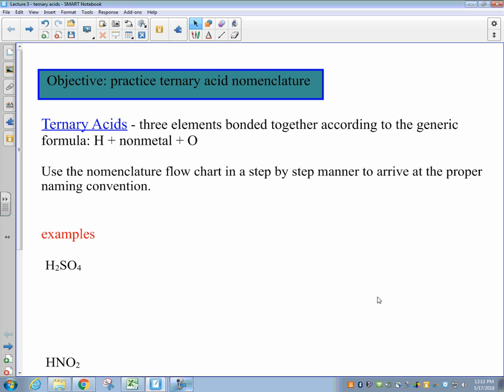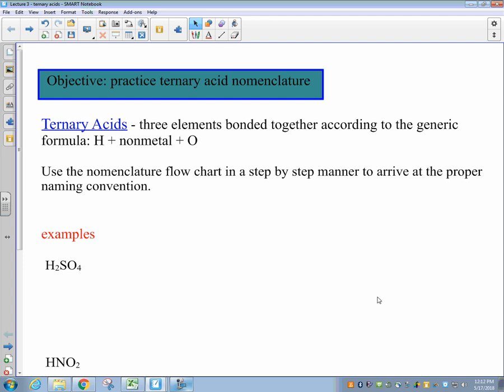All right, ladies and gentlemen, we are going to dig a little bit deeper into our nomenclature in this lecture. Topic of conversation for this particular lecture is ternary acids and their nomenclature. Before you start this lecture, please make sure you have a couple of different resources available to you. Number one, you need your common ion sheet and nomenclature flowchart. And number two, you need to have out your periodic tables. So, that being said, let's go ahead and begin.